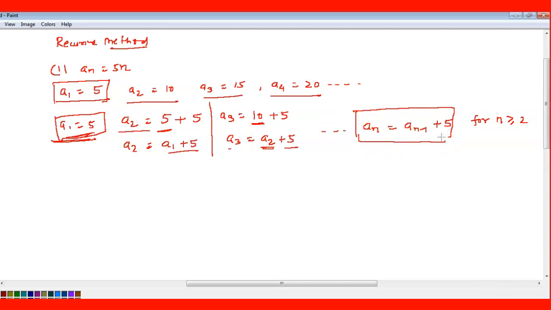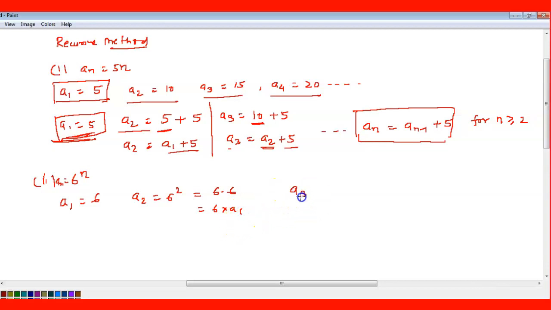Getting here? One more example: consider an is equal to 6 to the power n given. Just as before, we are representing it in terms of the previous term, which is called recursive, by repeating itself. Just put in the values and you will get the relation to the last term. So if I put a1, I will get 6. a2 is 6 square, right? 6 square I can also write as 6 into 6, that is 6 times a1.